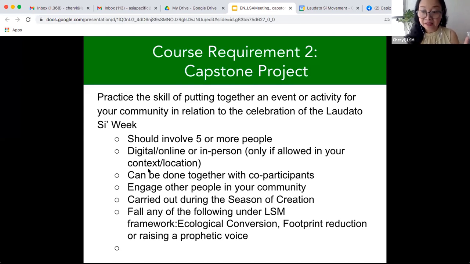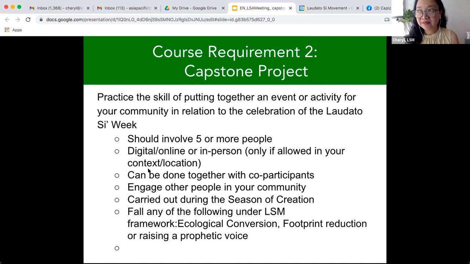since we are trying to practice the skill of getting people together and organizing events with them or working with them, the event should involve 5 or more people. And it can be done digital or online or in person, but in person only if allowed in our locations or context.